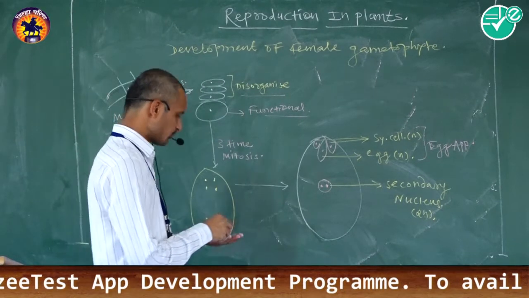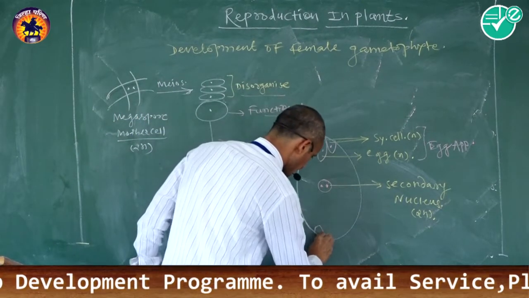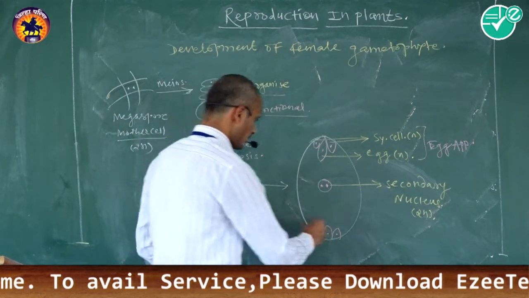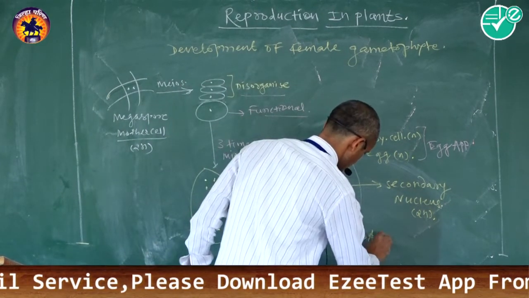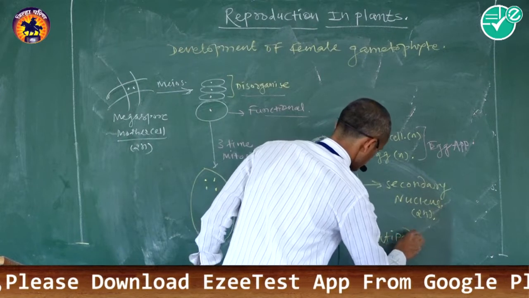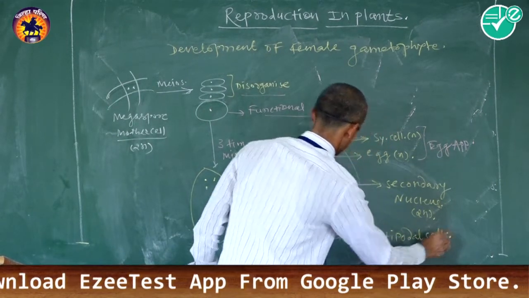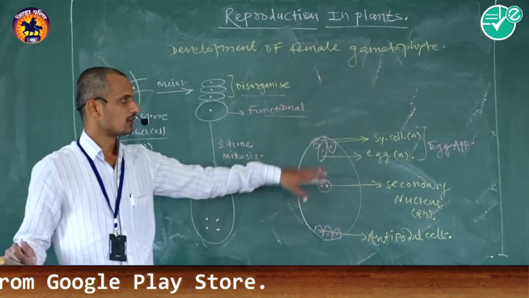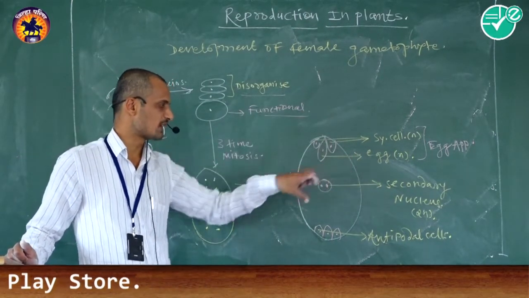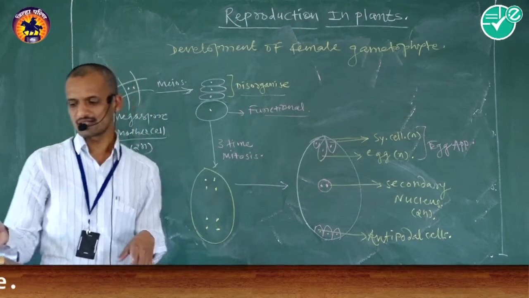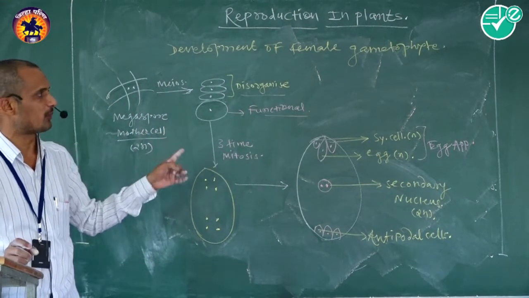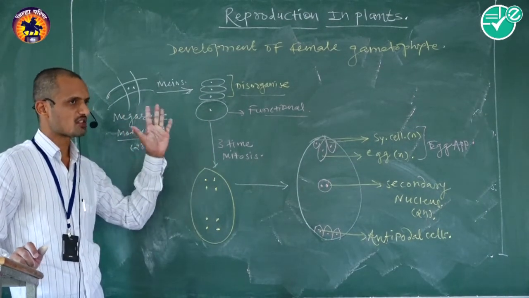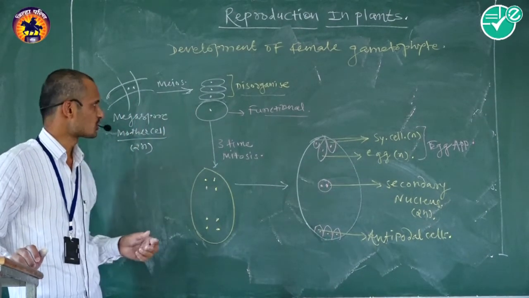3 cells remain at the chalazal end of the embryo sac. They will form antipodal cells. The structure having the egg apparatus, secondary nucleus and antipodal cells is called the fully developed female gametophyte, or fully developed embryo sac, in angiosperms.